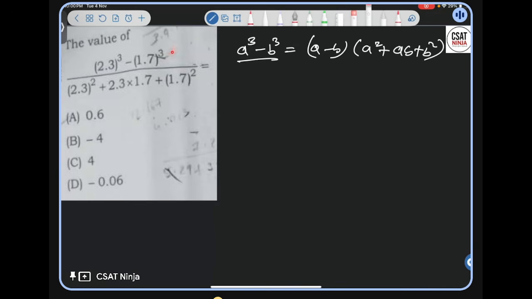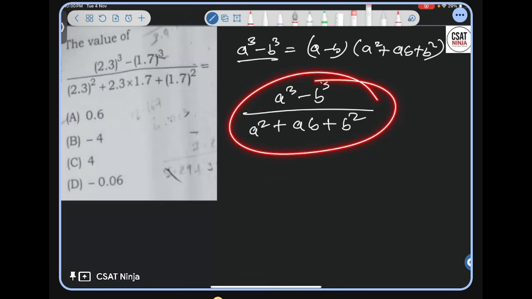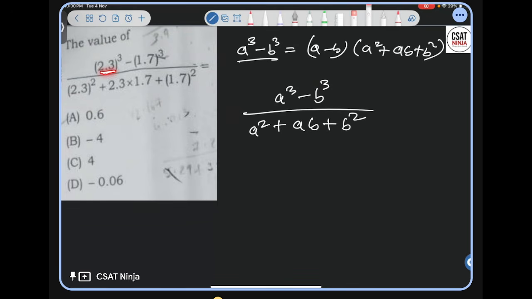So if you look at this term, it is something like a cube minus b cube. And if you look at the denominator here, since this one and this one are all the same, I can write this as a square plus ab plus b square. You can compare these two. If I assume this one is a, that means it will be a cube.